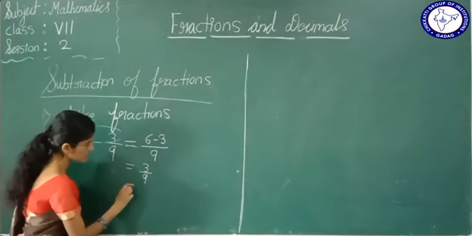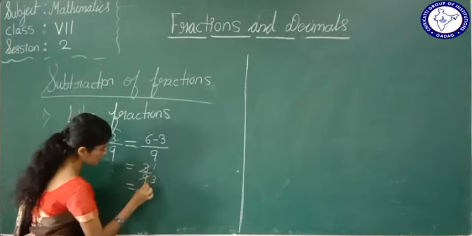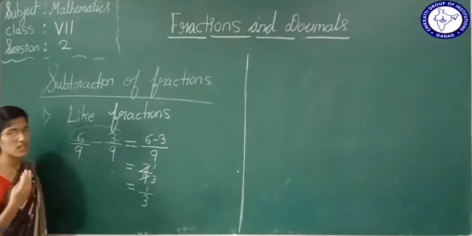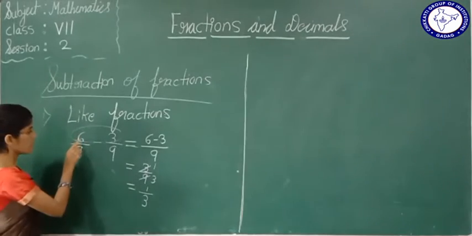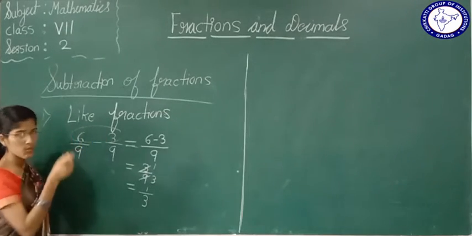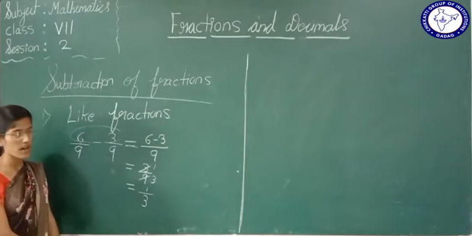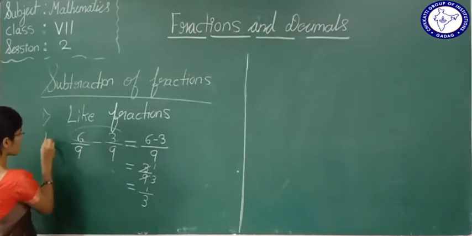3 by 9 is nothing but 3 ones are 3, 3 3s are 9. It will be 1 by 3. See how we have to subtract the like fraction? We have to subtract the numerator keeping the denominator same, how we did in addition of fraction. We will see one more example for this.